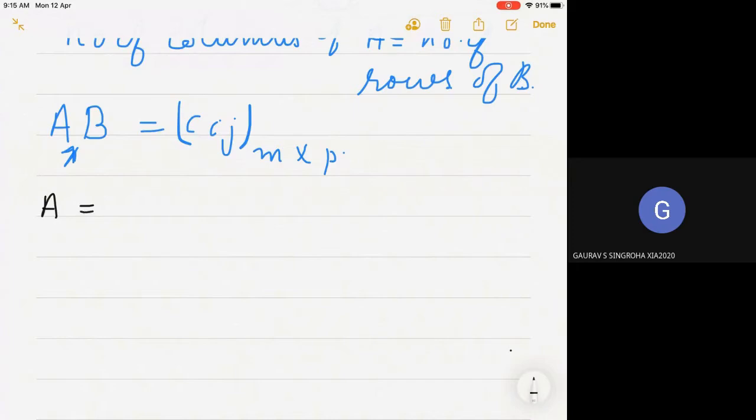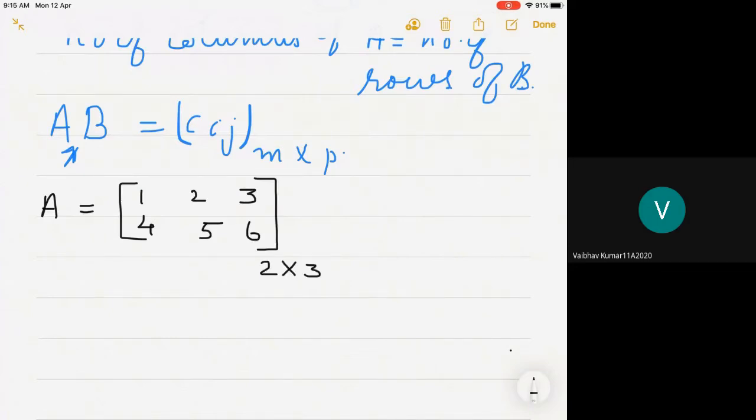Take the matrix 1, 2, 3, 4, 5, 6. What's the order of this matrix? It is 2 by 3. You count the number of rows and columns: there are 2 rows and 3 columns. The next matrix, B, should be of an order that starts with 3. When the first matrix has 3 columns, the second matrix should have the number of rows equal to 3. So if I am taking a 3 by 2 matrix, matrix multiplication can be defined.